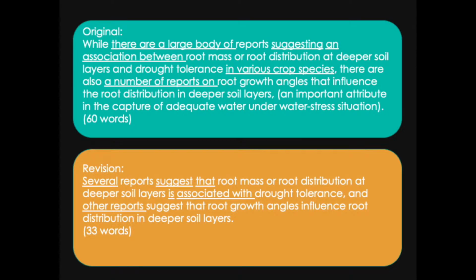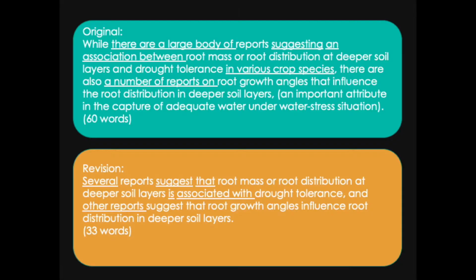And that last part that's in parentheses, I feel like that's a completely separate idea that should be put into another sentence. And so I would suggest taking that out entirely. But how can we rework the first part of this sentence? Instead of saying there are a large body of reports, let's just say several reports. And instead of saying suggesting an association between, I would say suggest that X and Y. And then I change association to associated with.